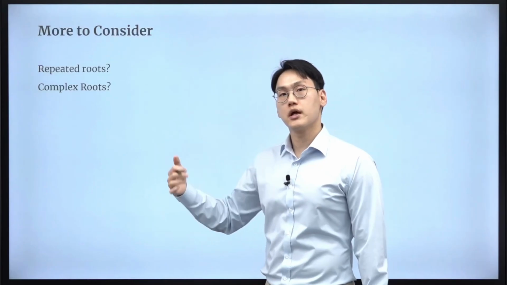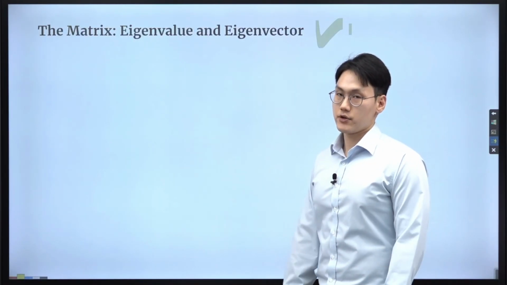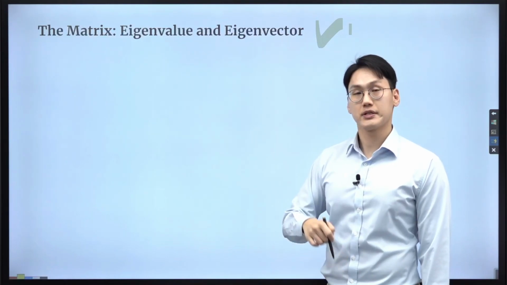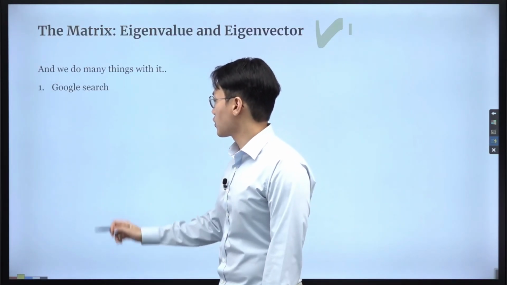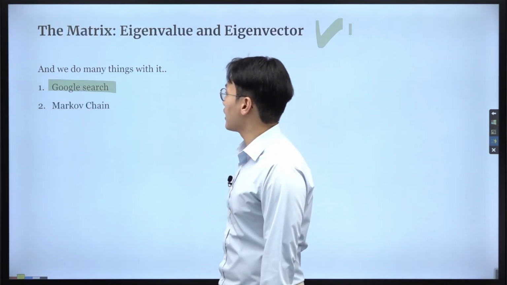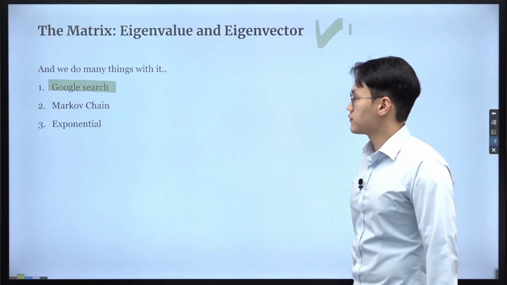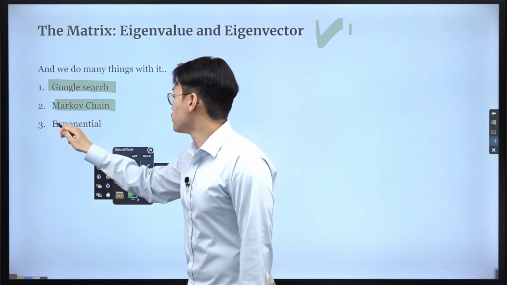But later on, we're going to use this diagonalized matrix for the matrix eigenvalue, eigenvector on the exponential form. That's the main idea that I'd like to talk about today. We do many things with it. For the eigenvalue, eigenvector in a higher power, you can do the PageRank algorithm. We also use it for the Markov chain. And now for today, we want to talk about the exponential matrix.